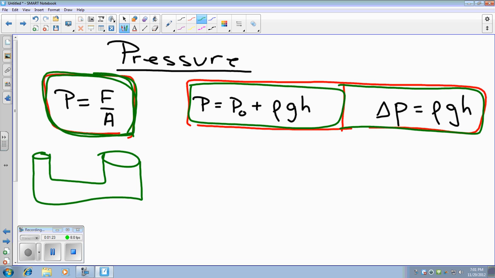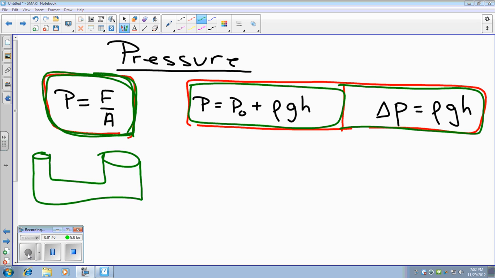The other 2 equations, however, are more commonly used when we're talking about liquids at given depths. And the reason why is because we really care about the density of the liquid, the depth, which is h, that the liquid that we're going down, and then the gravity.